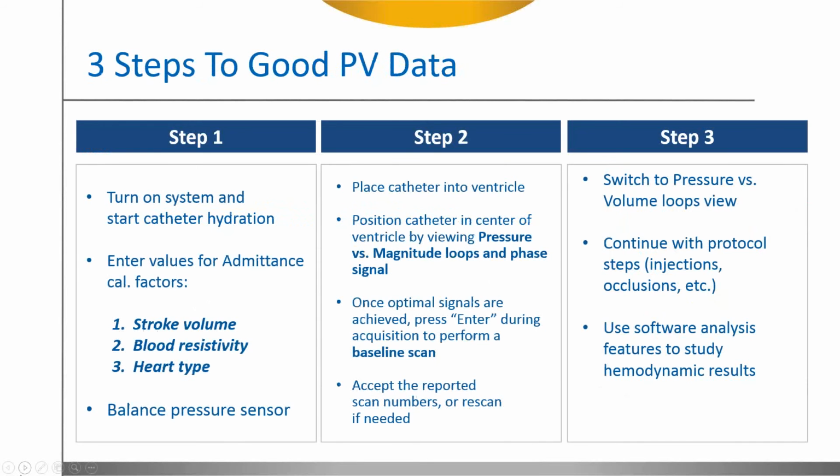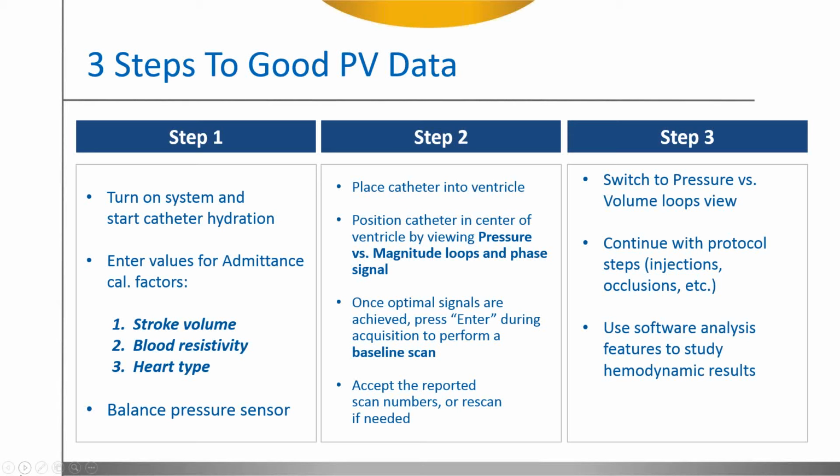So here are the three steps to have good PV data. Peter touched on step 1: turn on the system and start catheter hydration. Step 2, maybe enter values for admittance, cal factors, stroke volume, blood resistivity, heart type. Then you balance your pressure sensor. Step 2, place the catheter into the ventricle. Position the catheter into the ventricle and obtain pressure versus magnitude loops.